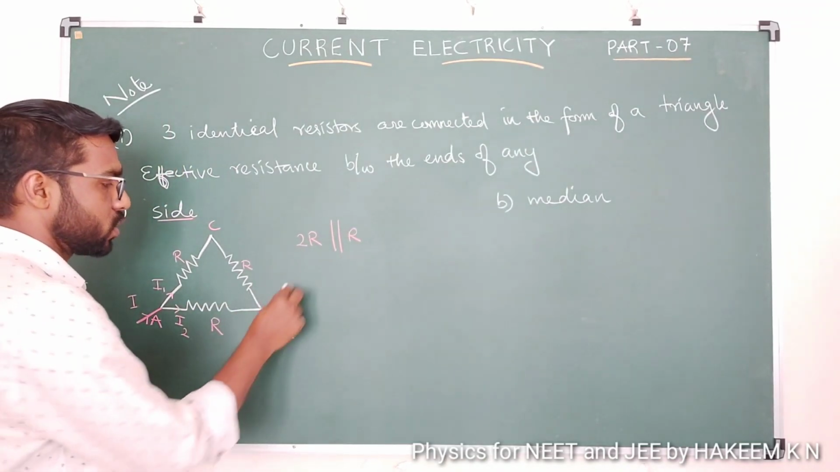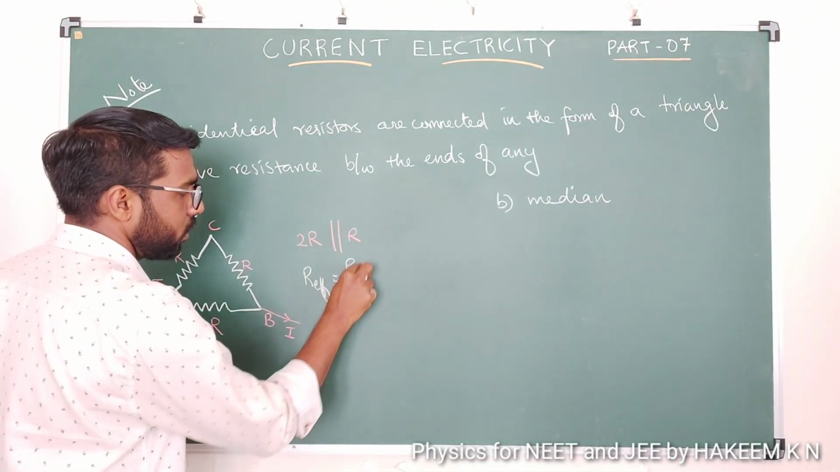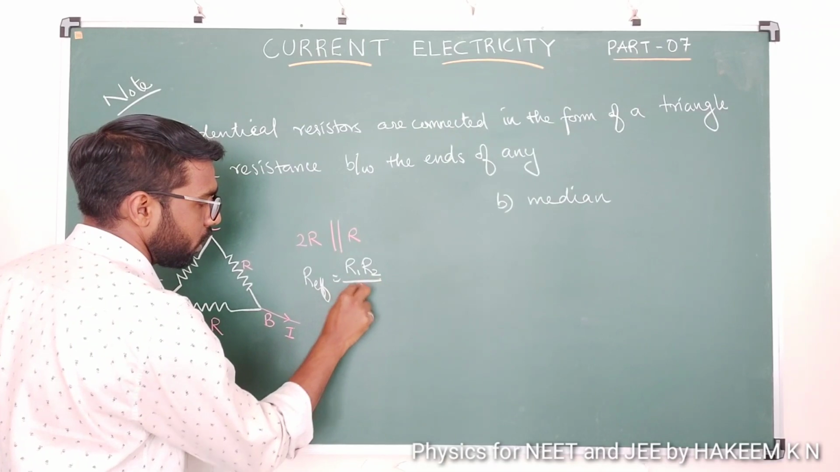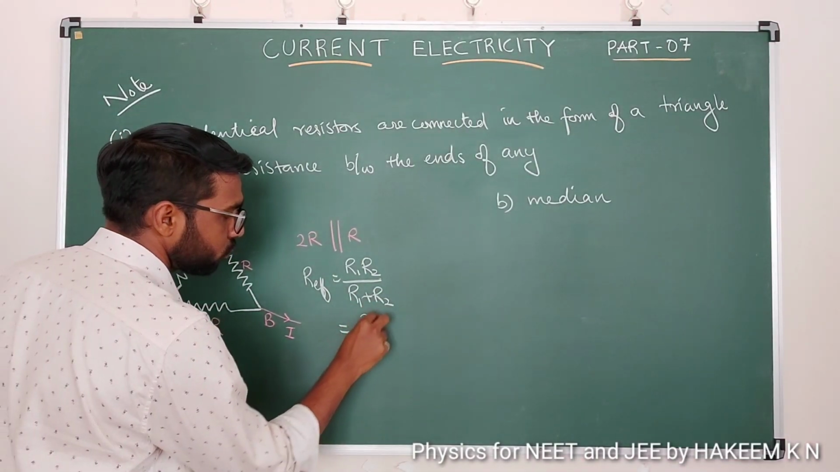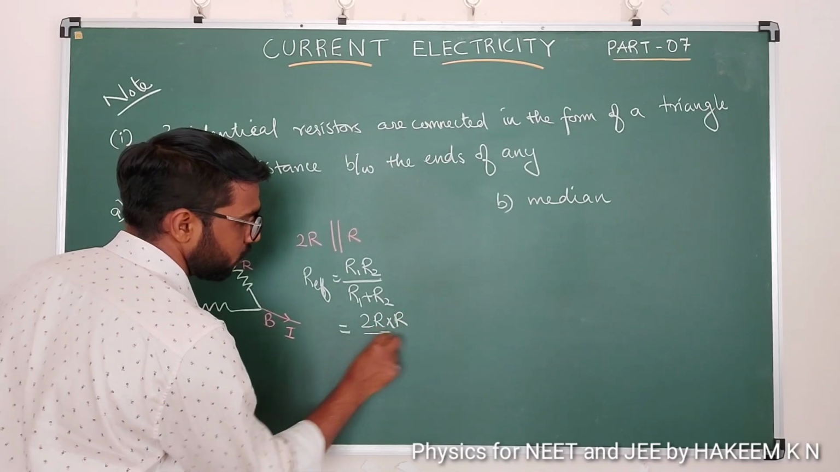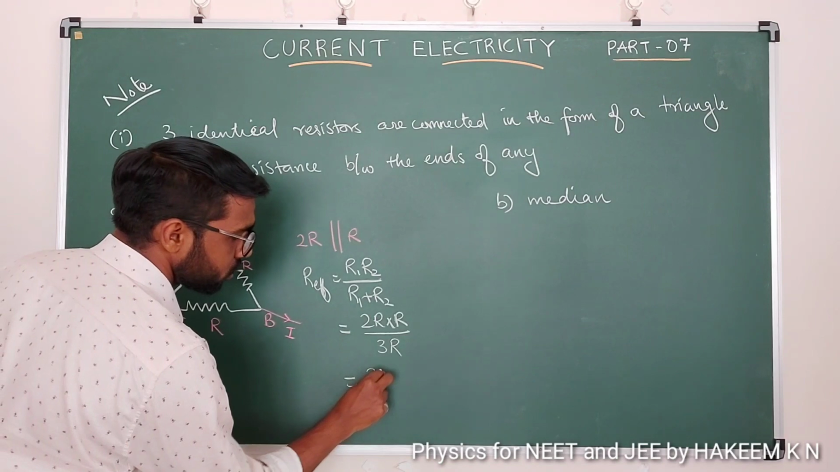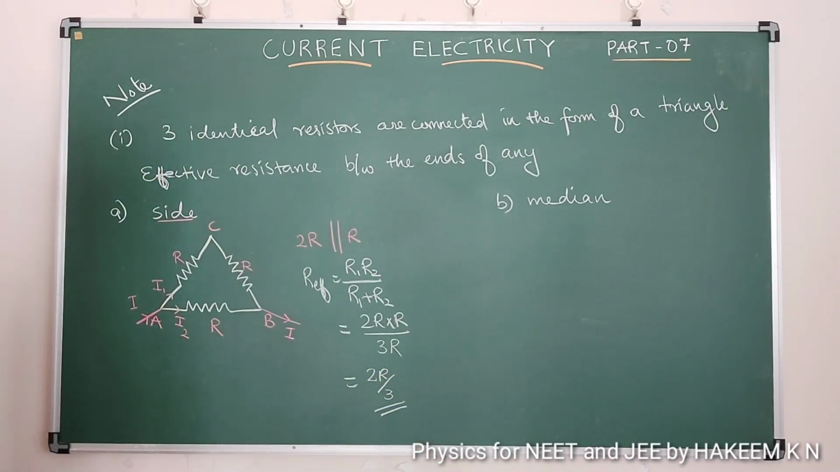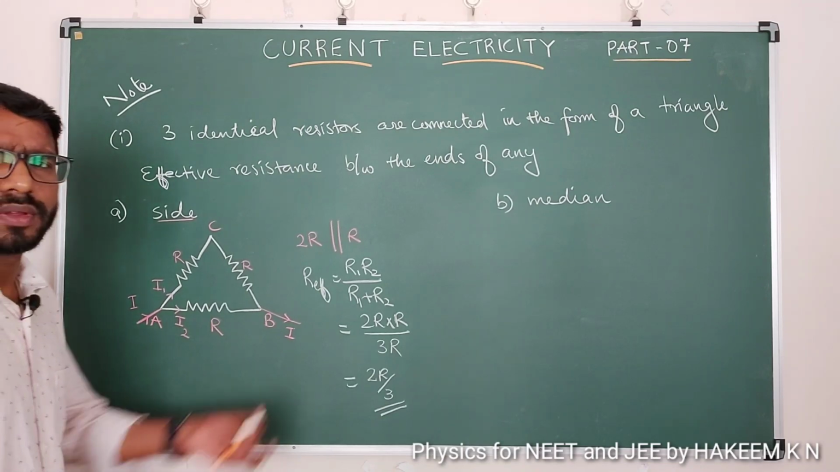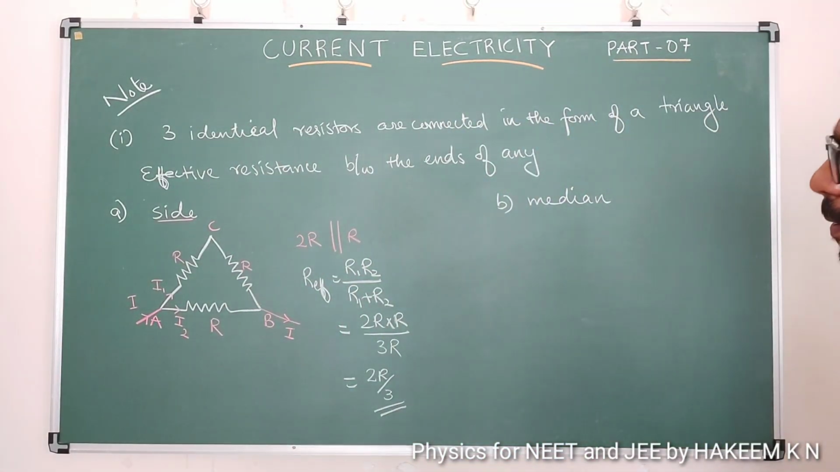So using the equation of R effective, R1 R2 by R1 plus R2, we will get 2R into R by 2R plus R, which is 3R, R is cancelled, 2R by 3 is the effective resistance. Okay. And next, B, median.